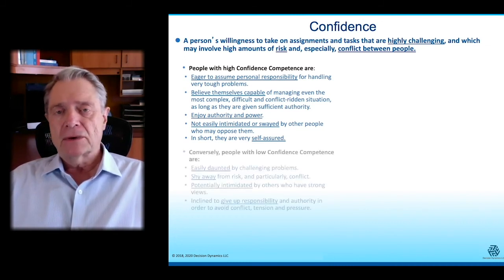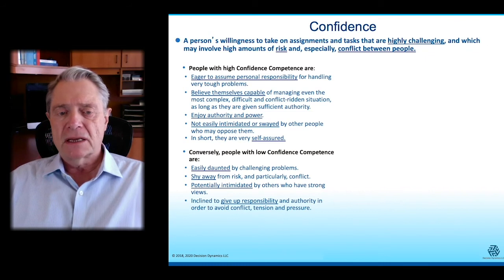People, on the other hand, who are low on confidence tend to be easily daunted in the face of challenges and tensions. They shy away from risk, and especially those that involve conflict with other people. And they are potentially intimidated by other people who may have very strong views on things. They could be inclined to give up responsibility and authority in order to avoid conflict and tensions.